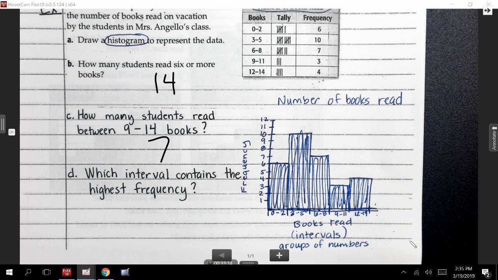All right, Evan. What interval contains the highest frequency? 3 to 5. So this one, see my frequency, it goes the tallest on that chart. So 3 to 5 would be my interval with the highest frequency. Are y'all okay with that? All right. Let's flip that over.